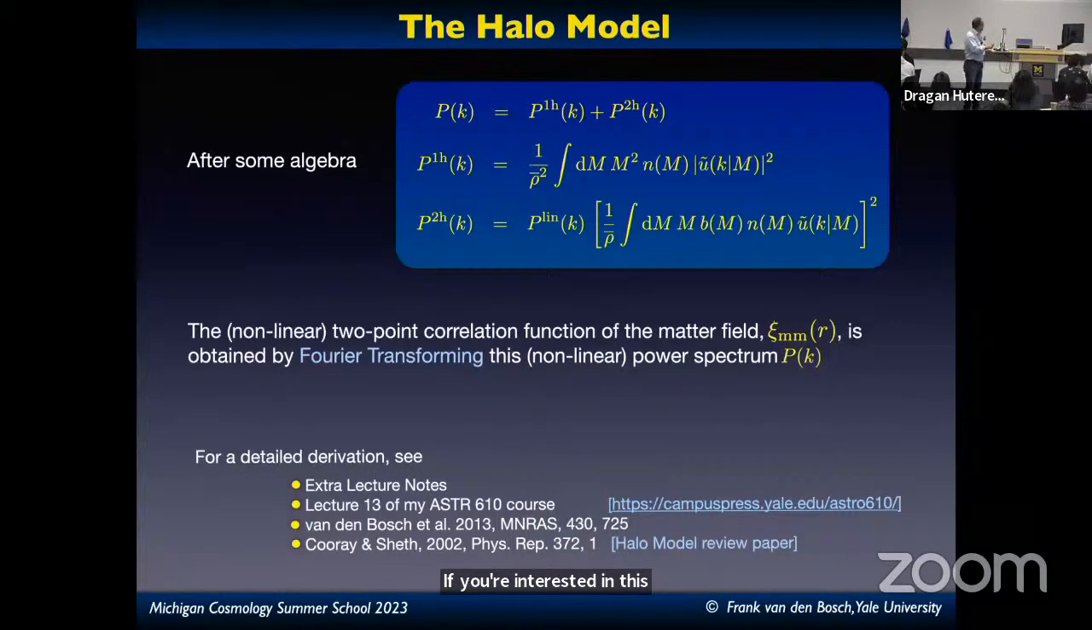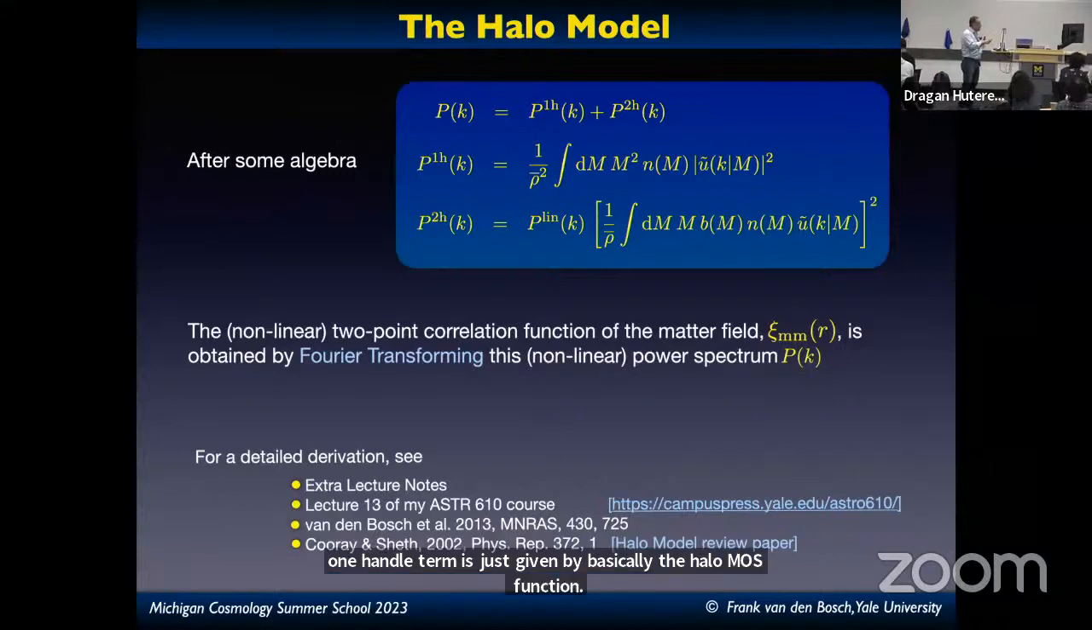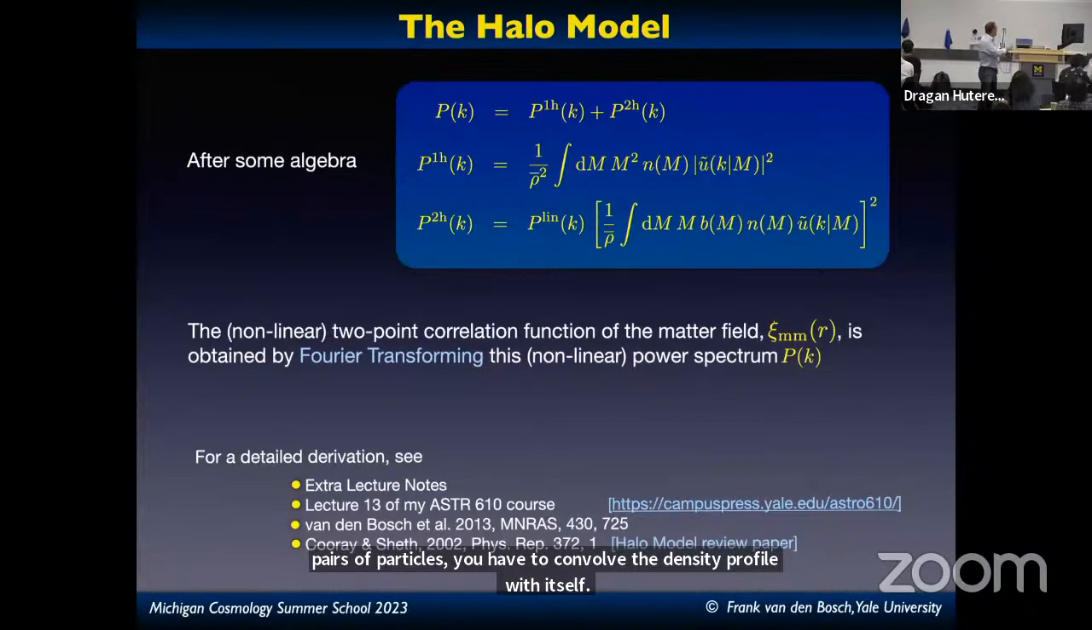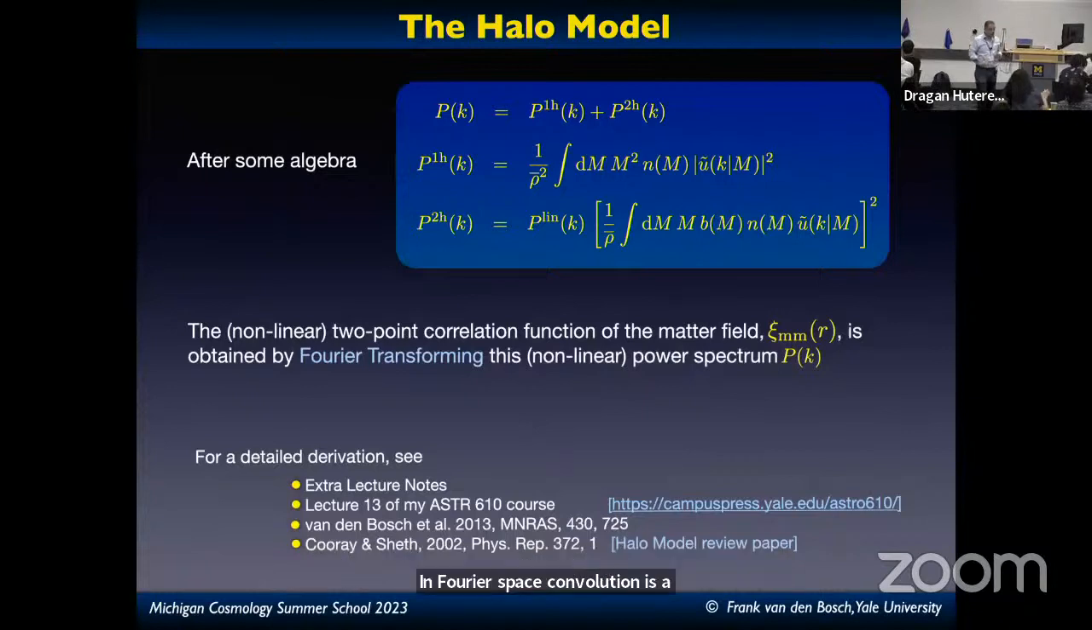But the upshot is, here it is. This is the nonlinear matter power spectrum, which has a 1 halo term and a 2 halo term. The 1 halo term is basically given by the halo mass function and the density profile of a halo squared, because you want to compute pairs of particles. If you want to compute the number of pairs of particles, you have to convolve the density profile with itself. In Fourier space, convolution is a multiplication. That's why I get a square here of the Fourier transform of the density profile.